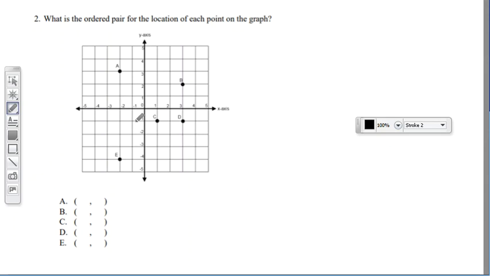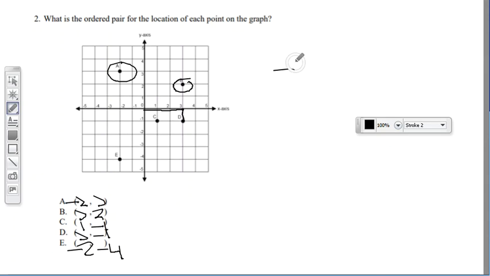Okay, so for this one, what is the ordered pair for each location of each point on the graph? So A is at -2, 3. B is to the right 3 and up 2. So that would be 3, 2. C is at 1, -1. D is to the right 3 and down 1. So that would be 3, -1. E is to the left 2 and down 4.